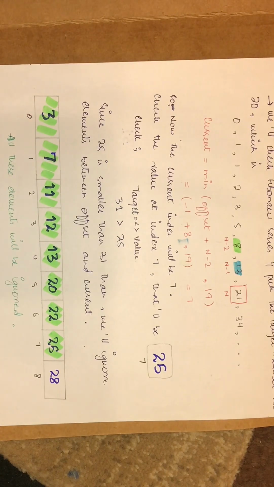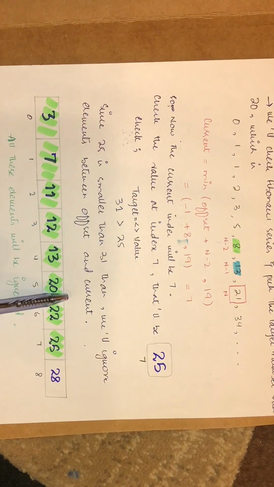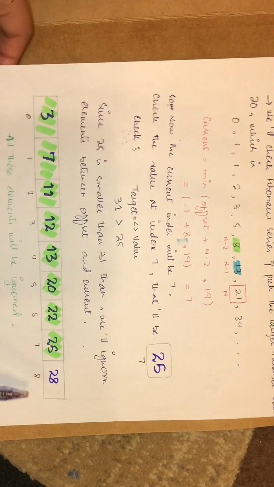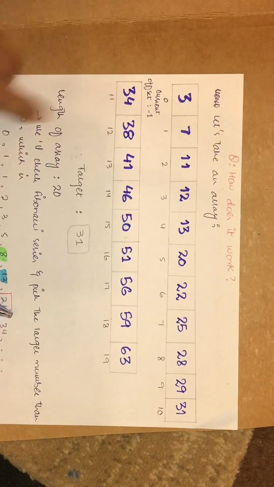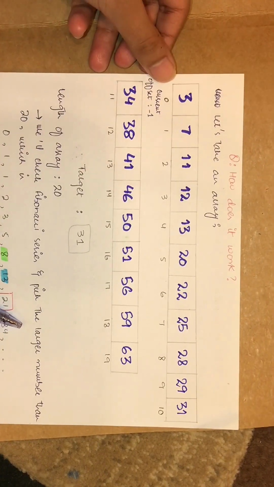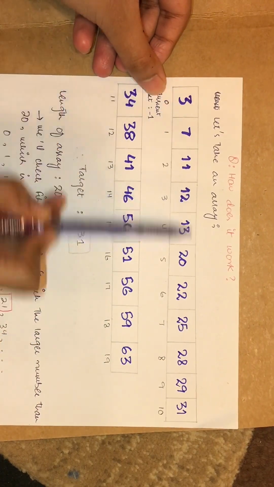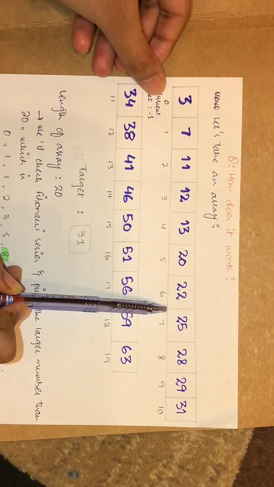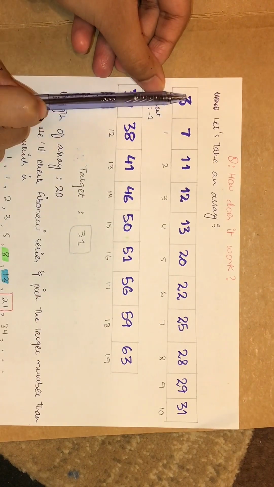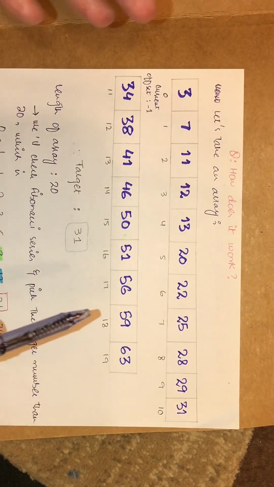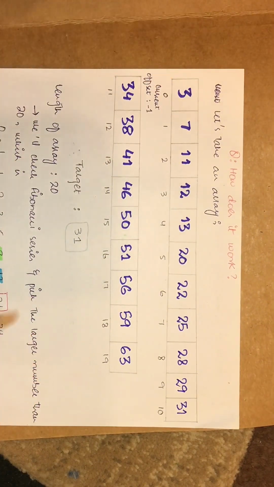So if the value is smaller than the target, then we will ignore the elements between offset and current. What does this mean? This is our offset, and this is our current. So all the elements between offset and current, including the current value, we will ignore. Why? Because this array is sorted. Every array that you insert in the Fibonacci search algorithm will be sorted.